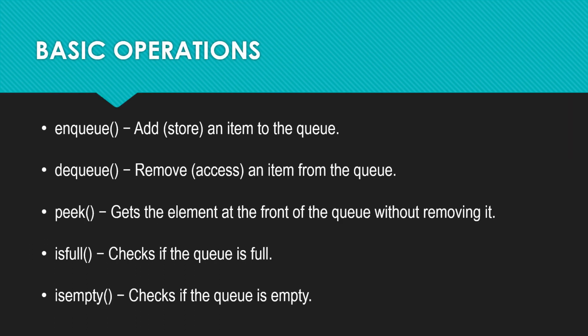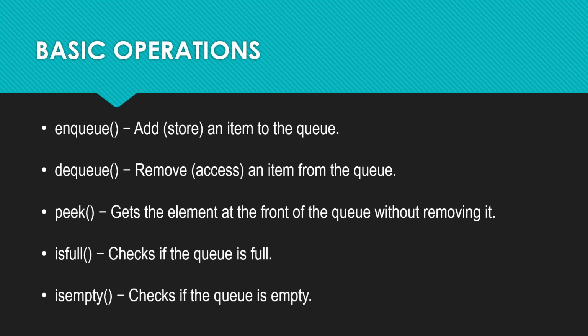Here are some basic operations we can perform on a queue. First one is enqueue. Enqueue means inserting an element, that is, adding an element into the queue. The second one is dequeue. Dequeue means deleting an element, that is, removing an element from the queue. And the peek operation gets the element at the front of the queue without removing it.